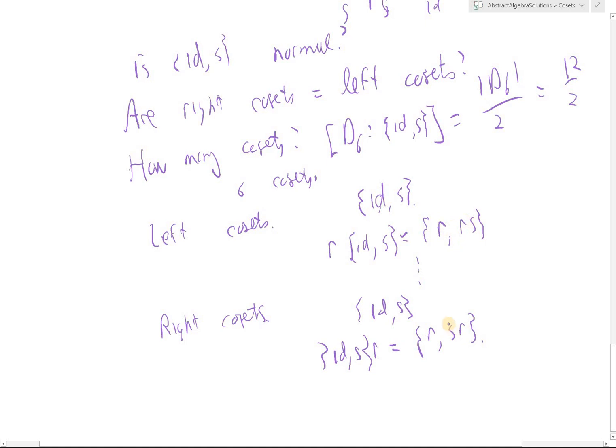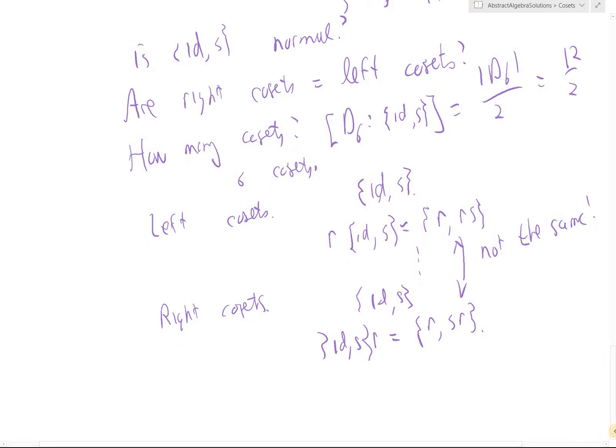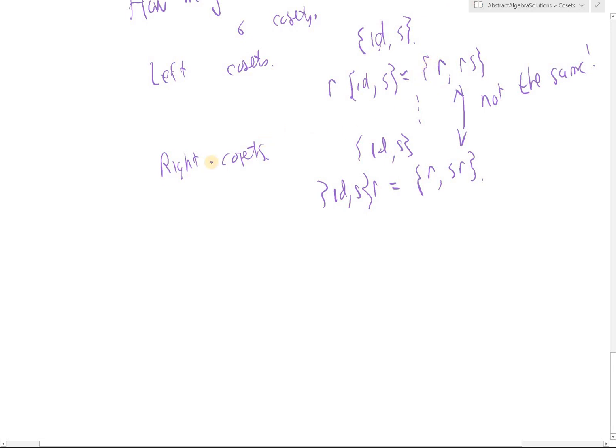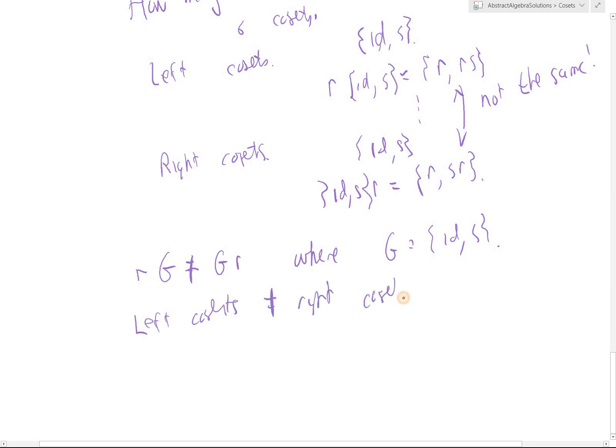Now, is {R, RS} the same as {R, SR}? And the answer is no. They're not the same. Now, not only do you have to have left cosets equal to right cosets, but if you can show that R times, let me just call this subgroup G, if I can show that RG is not equal to GR, where G is equal to {ID, S}, in this case, that means that the left cosets are not equal to right cosets. Okay? So G is not normal.